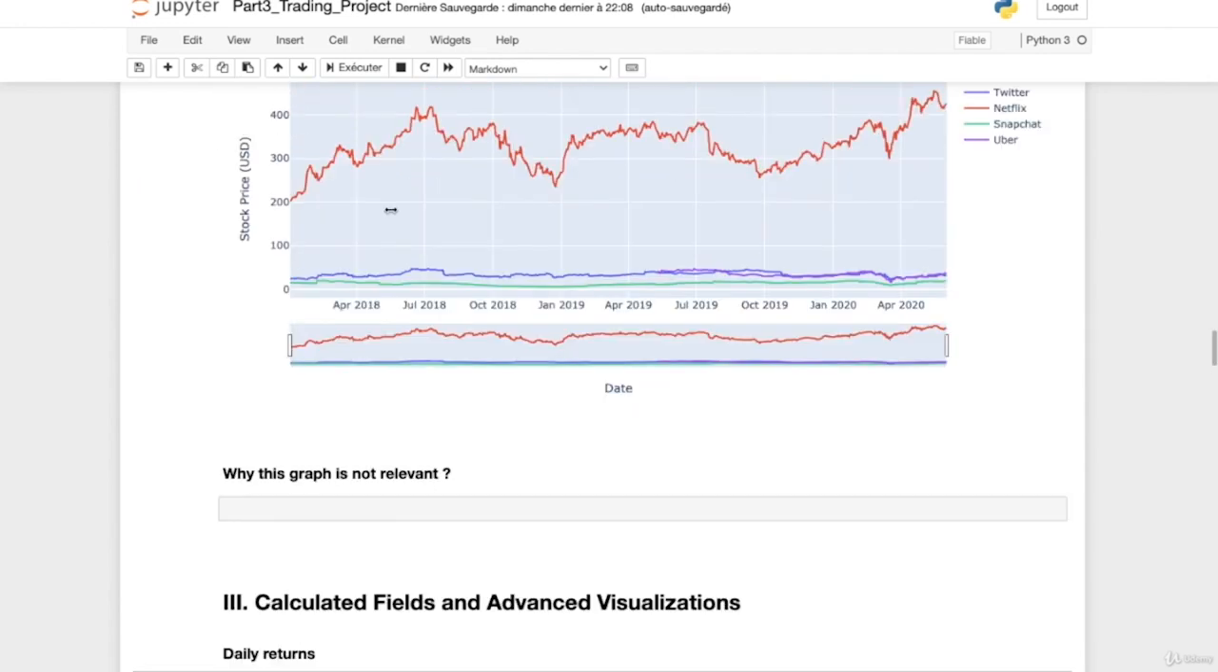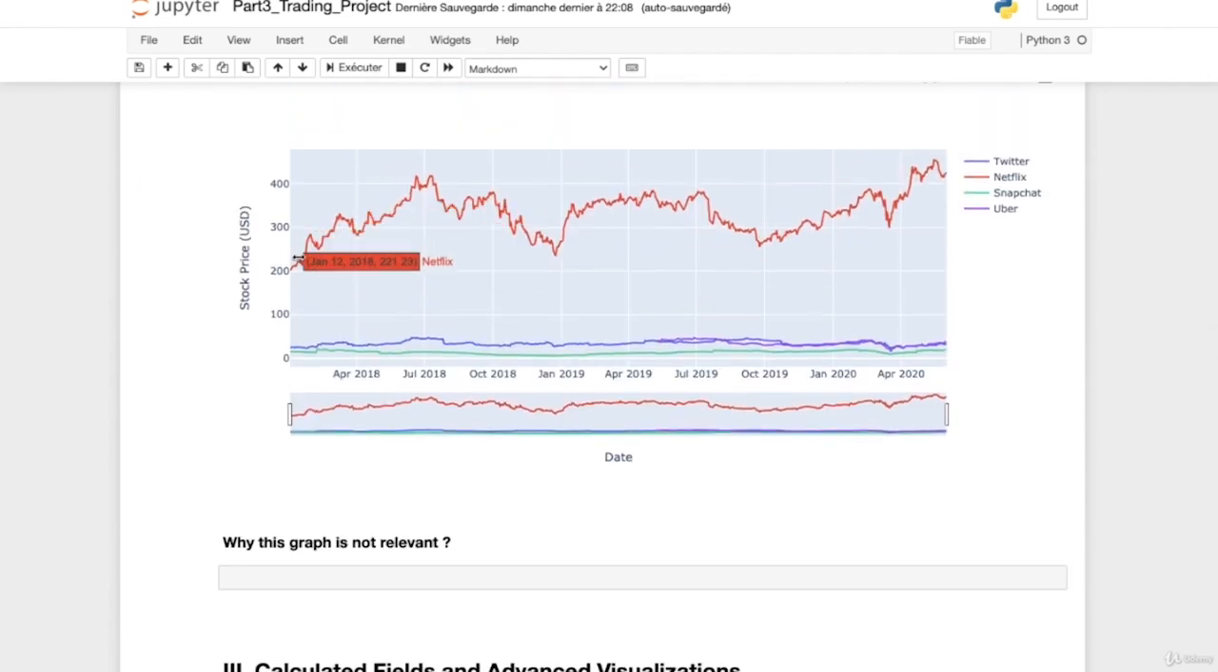Okay, as I explained at the end of the part 2, this graph is not relevant for multiple reasons. The first one, and the major one, is because the scale is different between the different shares. For instance, if we look at Snapchat share price, we can notice that the price of Snapchat dropped from 20 USD to 6 USD, which means that the share price lost around 66% of its value.